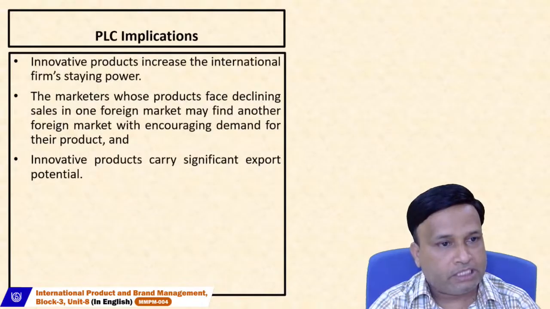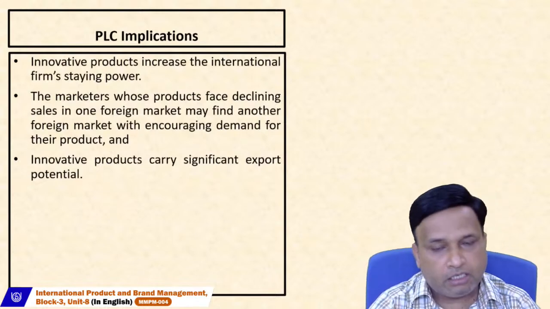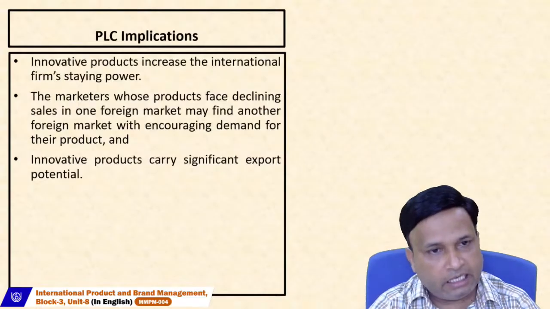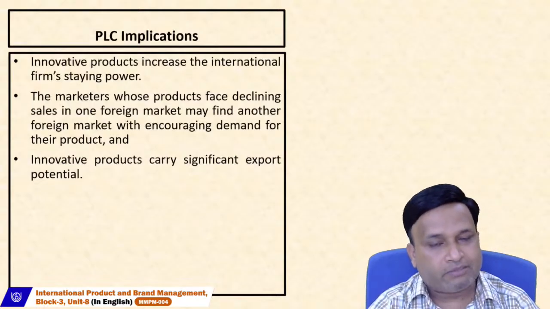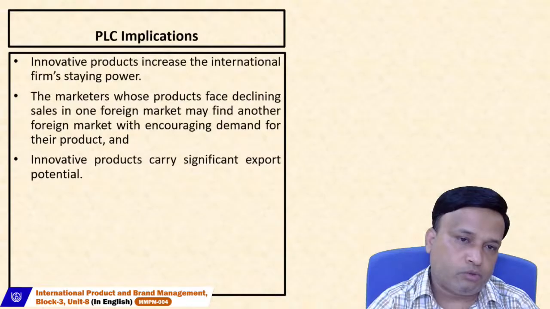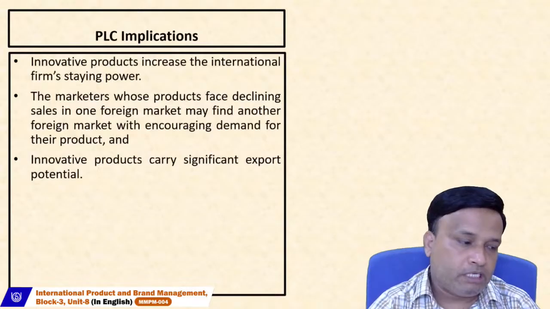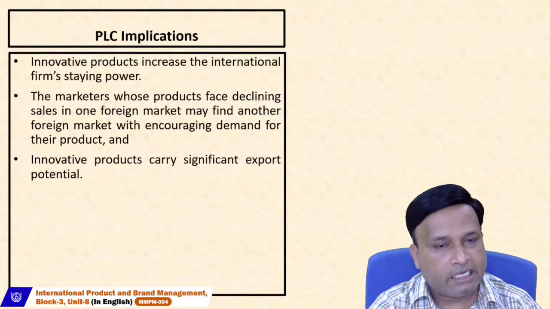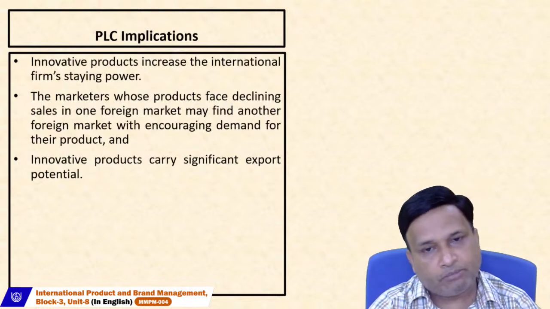The marketers whose products face declining sales in one foreign market may find another foreign market with encouraging demand for their product. This is exactly the same thing happening here. Exactly, China is dumping products in the Indian market. They are going for the developing countries because they know that if the product is not acceptable in their market, the Indian market may be a different one where it can be in the introduction stage. Same thing here: suppose Maruti is not able to get sales, and sales are declining, they feel Sri Lanka, Bangladesh, Pakistan or Nepal can be their markets.